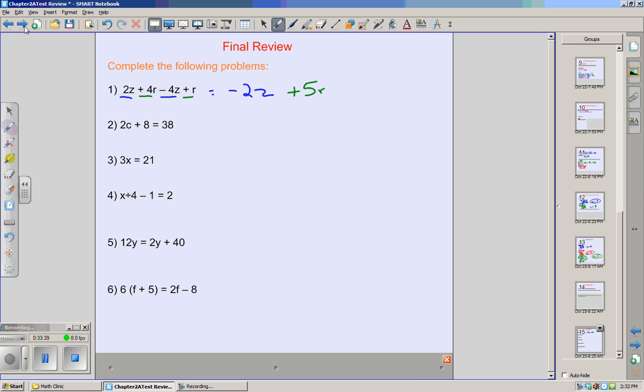My next problem is two-step algebra. I have 2c plus 8 equals 38. The 2 and the c are combined, so I'm going to start with the plus 8. The inverse of plus 8 is minus 8, minus 8. That crosses that out. I have 2c equals 30. The 2 and the c are multiplying, so I divide. That leaves me with c. 30 divided by 2 is 15.